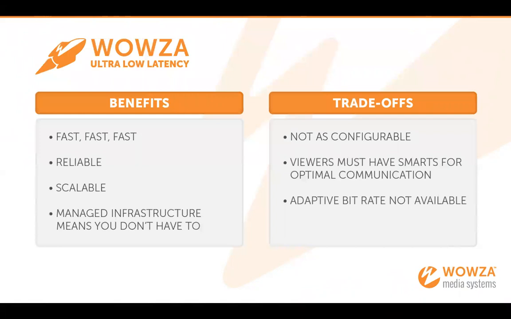To note, ultra low latency, regardless of what technology stack you're using, will have some trade-offs. Anything that comes with optimization comes with some trade-offs. You're not going to have something quite as configurable as lower latency streams. You're going to have to use smart viewers. You're not necessarily going to be able to have transcoding or adaptive bit rates, but these are optimizations that we made to have this be the most performant stream we can possibly provide.